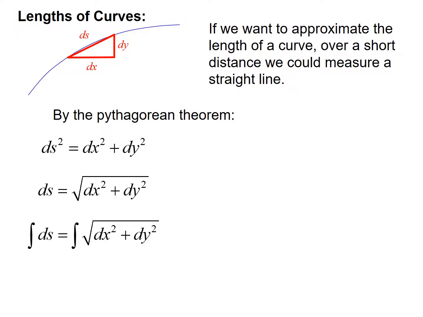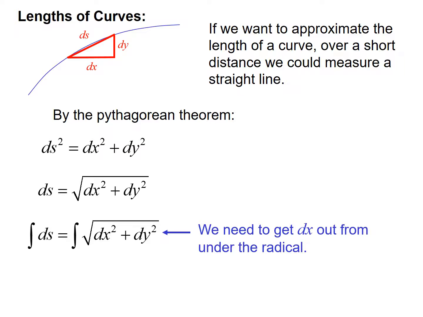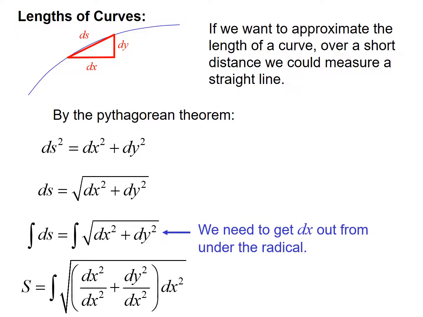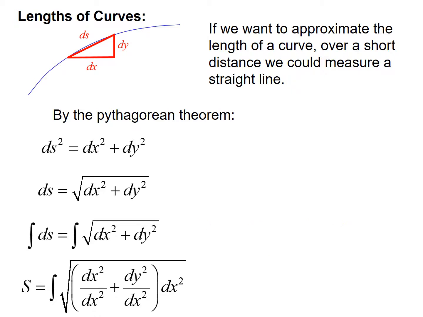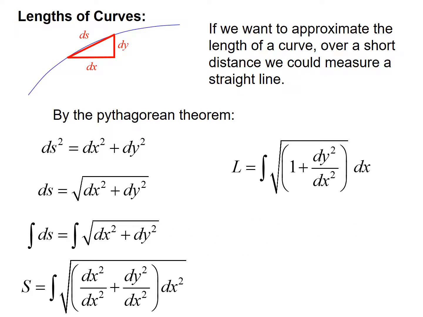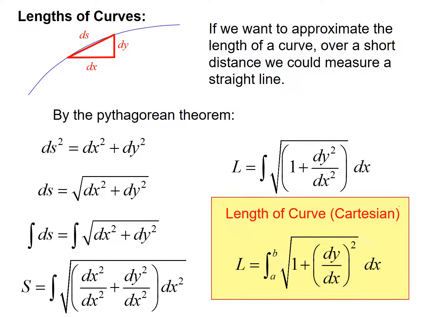And then we could integrate, because if we add up all of those little tiny lengths ds, that would give us the entire length of the curve. Now we need to get dx out from underneath the radical. So if we multiply by dx squared over dx squared, and then simplify, we can take the square root of dx squared, and we can take that out to the outside. So the length of the curve ends up being the integral from a to b, those are x values, of the square root of 1 plus (dy/dx) squared dx.